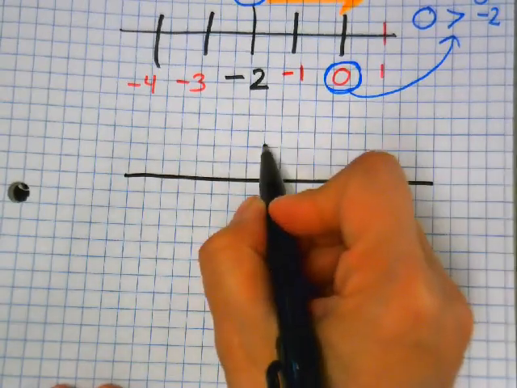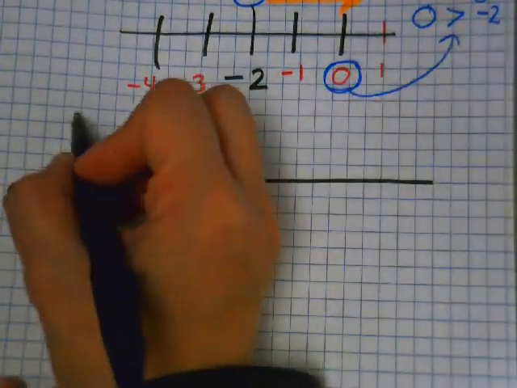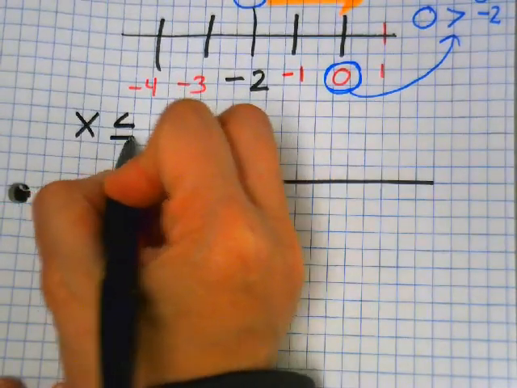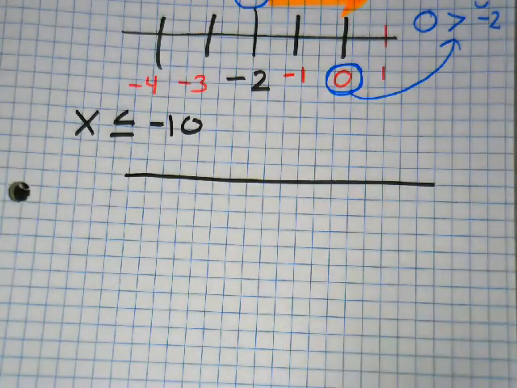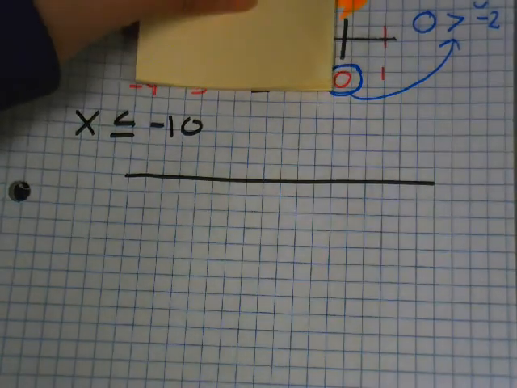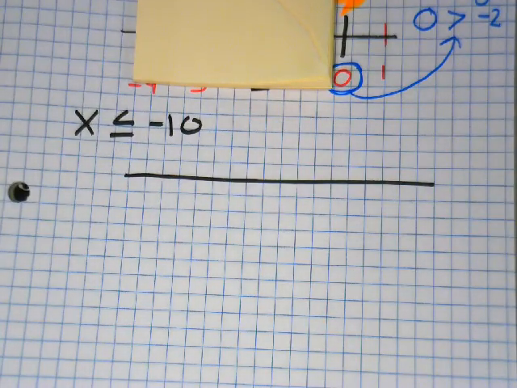All right, let's try one more. I'm going too fast for myself. X is less than or equal to negative 10. What number goes right in the middle?